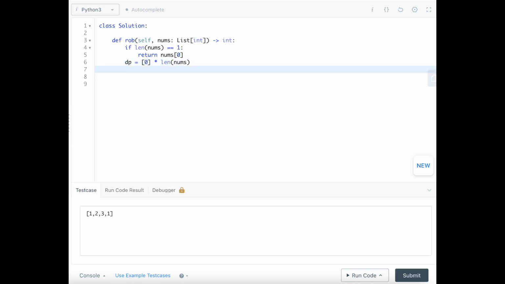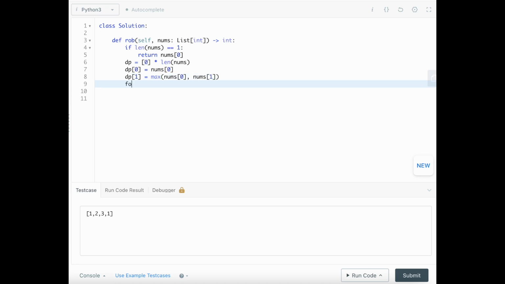And let's initialize DP of 0. DP of 0 is equal to nums of 0. So the maximum amount of money that can be robbed from one house is nums of 0, and DP of 1, the maximum amount of money that can be robbed from 2 houses, is going to be the maximum of house 0 and house 1. So it is going to be max of nums of 0 and nums of 1.